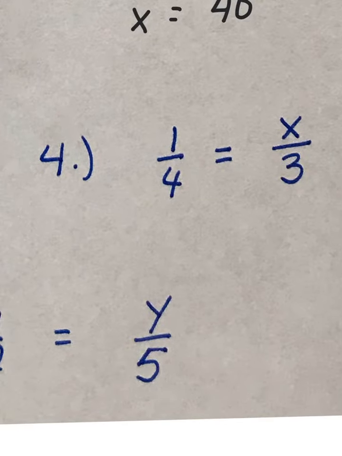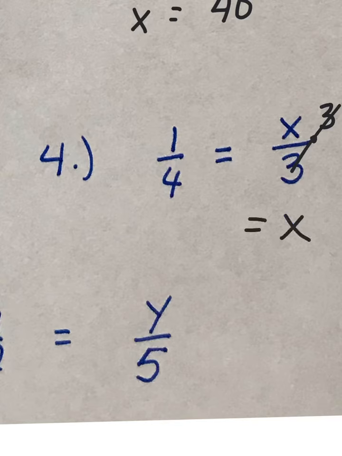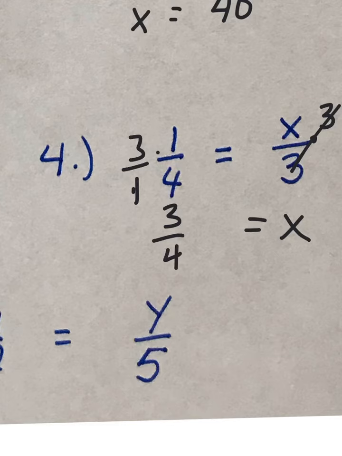1/4 equals x over 3. So x divided by 3, we need to get that x by itself. So we're going to multiply this side by 3. And that just gets x by itself. It'd be 1x. And then I multiply this side by 3. And it's just a fraction. Top times top, bottom times bottom would be 3/4. So x equals 3/4. Exactly how you show your work.